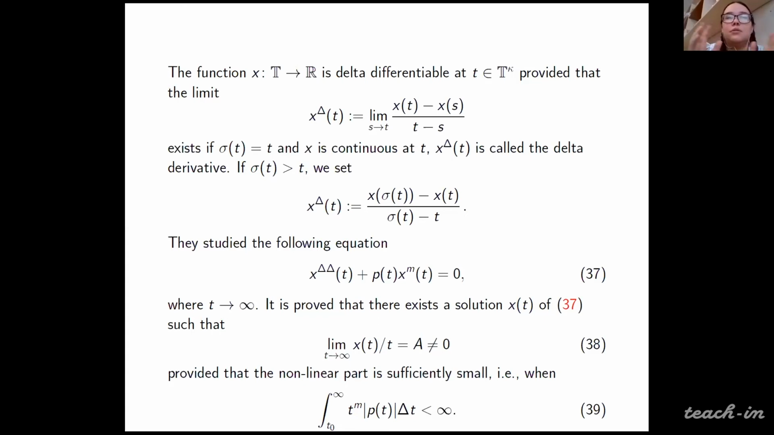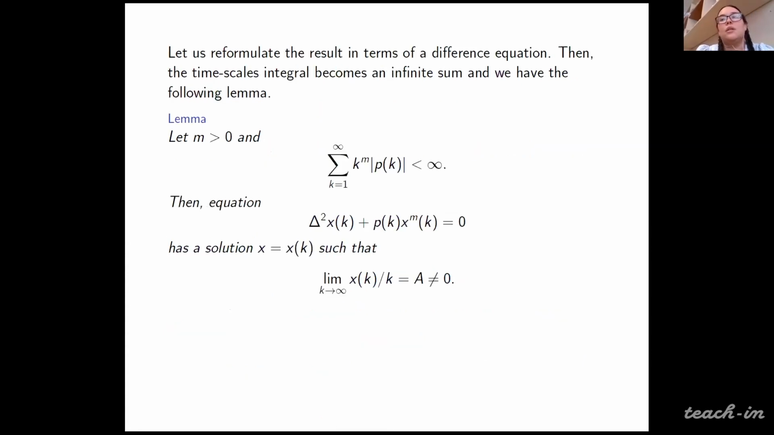That means it's not the natural integral as in normal calculus. We can also transform these results in terms of difference equations, where the integral is transformed into some sum. So we need to show that if some sum converges, then the discrete Emden-Fowler type equation will have a solution such that this limit will hold.